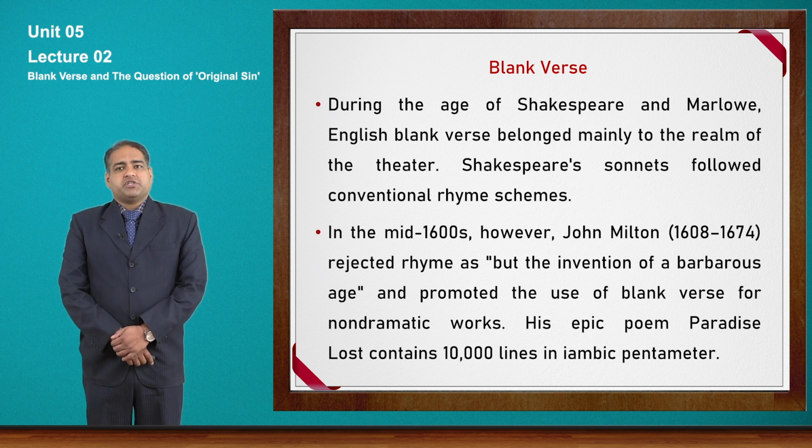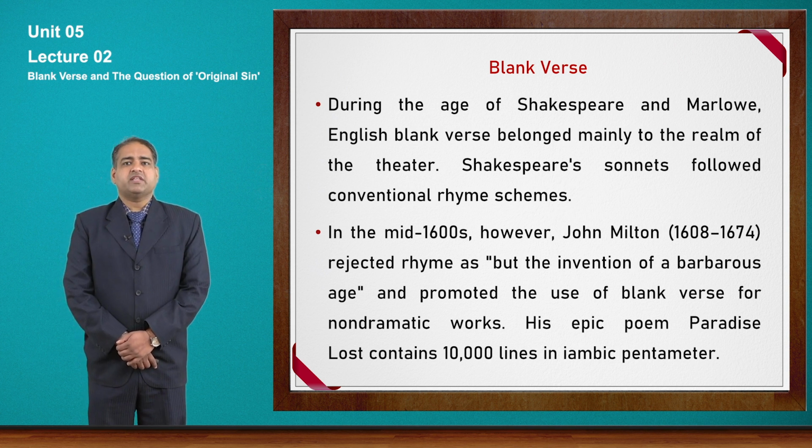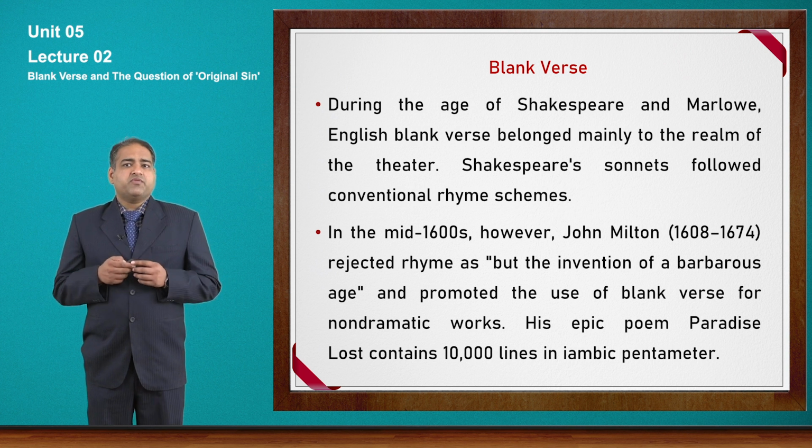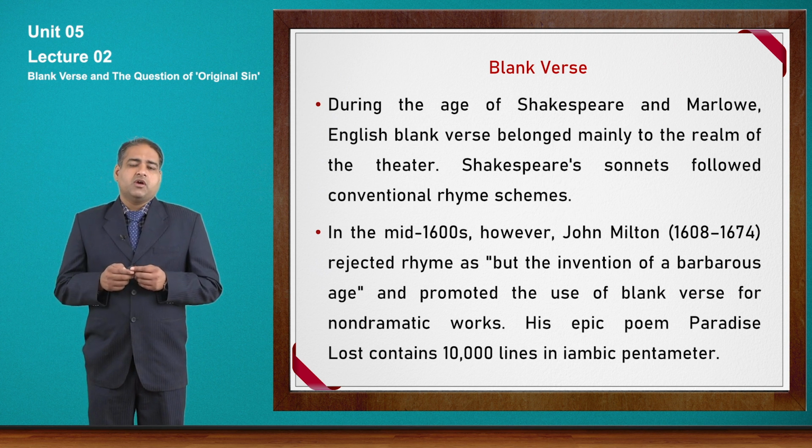During the age of Shakespeare and Marlowe, English blank verse belonged mainly to the realm of the theatre. Shakespeare's sonnets follow a conventional rhythmic scheme. Friends, when we talk about the age of Shakespeare or Marlowe, 16th century, Elizabethan age, English blank verse belonged mainly to the realm of the theatre. Means, this concept of blank verse was related to theatre writing only.